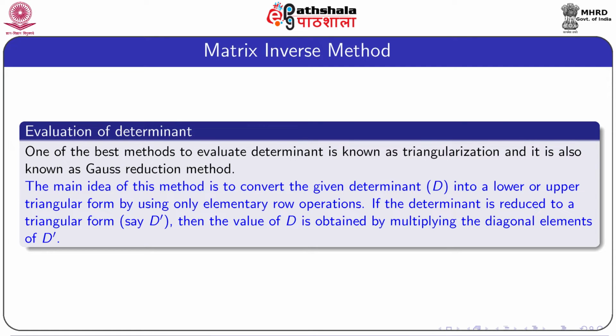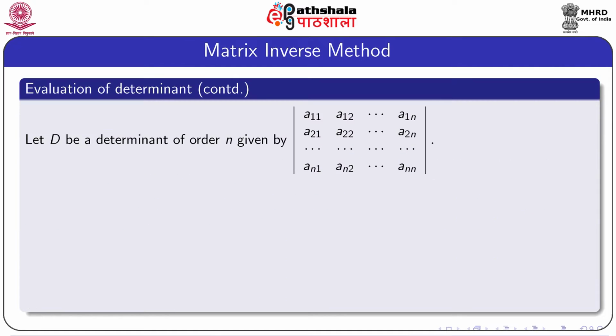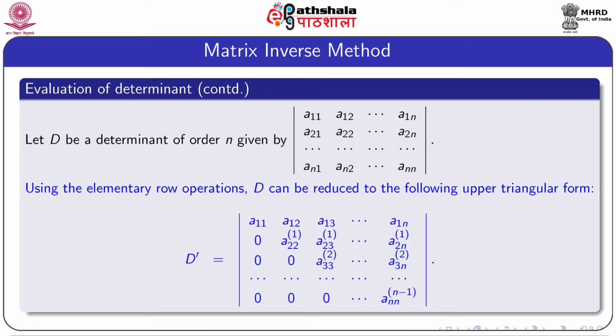If the determinant is reduced to a triangular form, say D dash, then the value of the original determinant is obtained by multiplying the diagonal elements of the reduced determinant D dash. So, this is the basic concept of the Gauss reduction method. Now, let us consider a determinant D of order n, which is given by a11, a12 up to a1n, and the last row is an1, an2 up to ann. Using the elementary row operations, the determinant D can be reduced to the following upper triangular form.